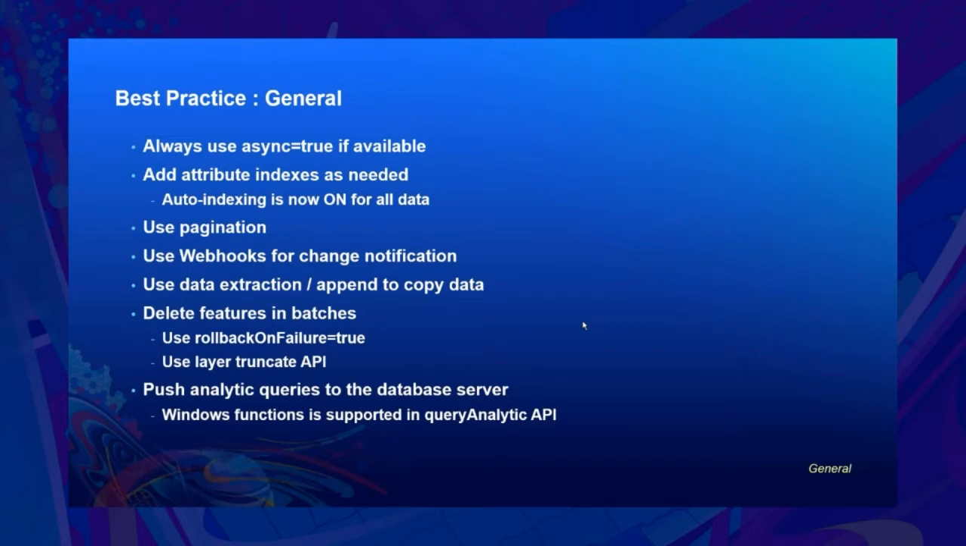Those are async APIs and never going to time out, and basically the recommended approach for copying data from one source to another. Delete features in batches. If you want to delete a batch of rows, rollback on failure equal true performs better, because we delete a batch of features at once in one call to the data store, compared to deleting feature by feature when you say rollback on failure equal false.